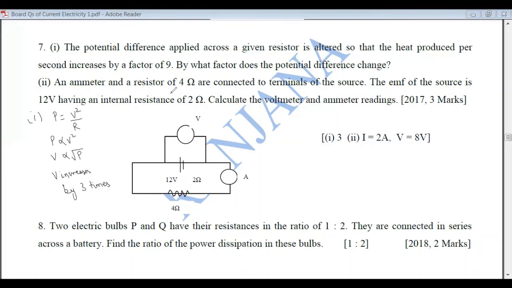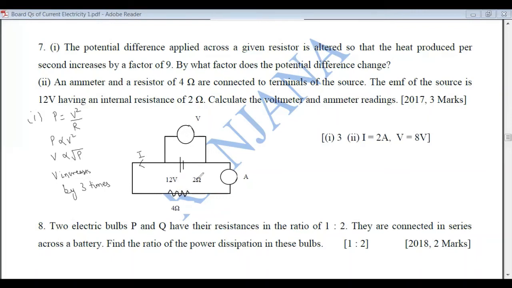Okay, then the second part is, an ammeter and a resistor of 4 ohms are connected to the terminals of the source. The EMF of the source is 12 volt and the internal resistance is 2 ohms. Calculate the voltmeter and the ammeter readings. Okay, so here you have to find out the ammeter reading, that is, it is the current. You have to find out the current. Okay, and the voltmeter reading means you have to find out the potential difference.